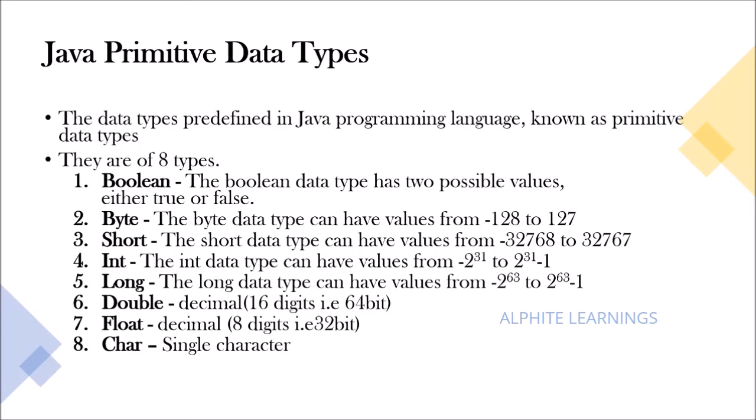Next comes the character. So char is the data type which will take a single character as input. Whenever you give a variable the data type char, it can take a single letter as input. So let us see an example for these.